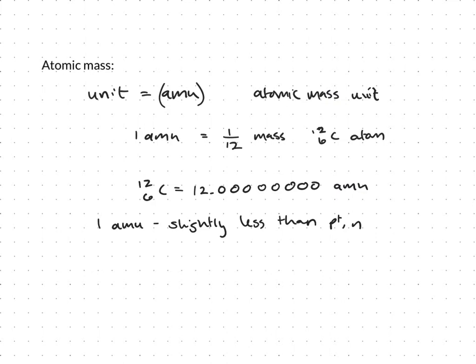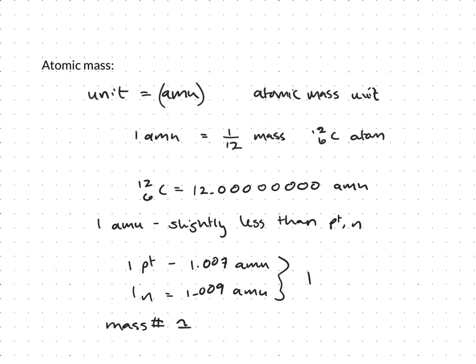You'll notice that we had it on the chart before, but 1 proton weighs approximately 1.007 AMU, and 1 neutron weighs approximately 1.009 AMU, which we are going to round to be 1. So for our purposes, we're going to take the mass number, and that mass number is going to be pretty darn close to the mass in AMU. So we're going to say that the mass number equals the mass in AMU. For example, a carbon-14 atom has a mass of 14 AMU.